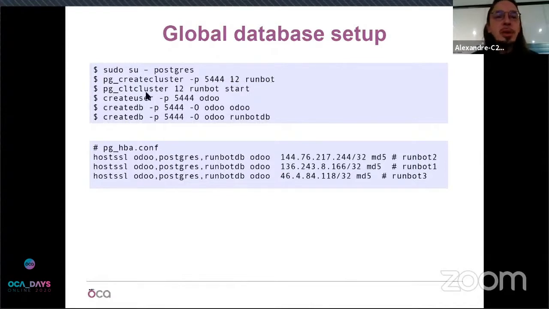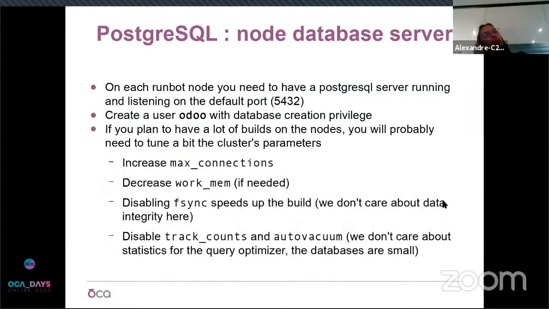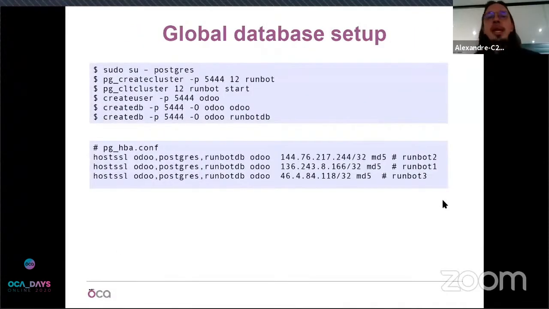I create a new cluster. I start it. I create user Odoo. I create database Odoo with owner Odoo. I create database runbotdb with user Odoo. And in my pg_hba.conf, I allow connecting from my various hosts, my different nodes. So that's for my global database.